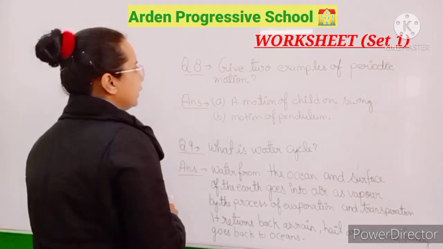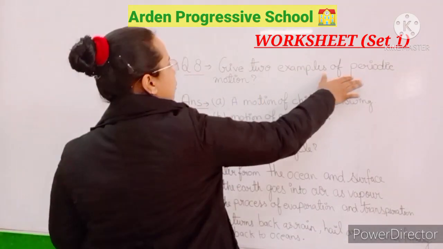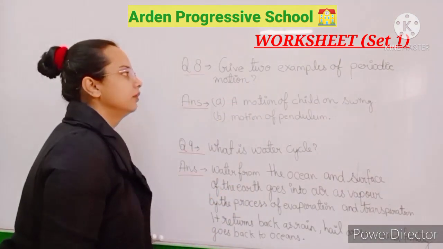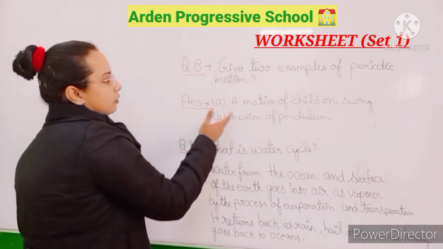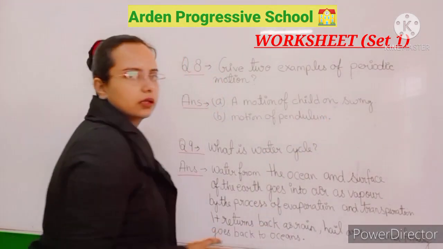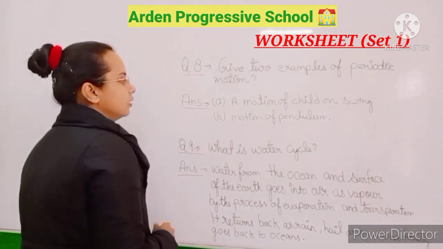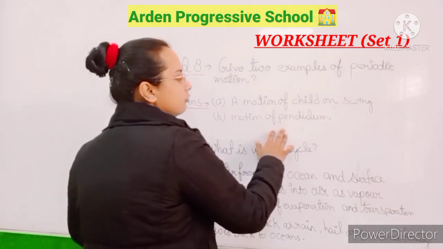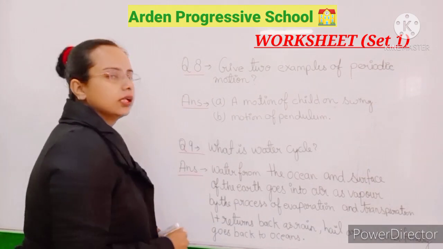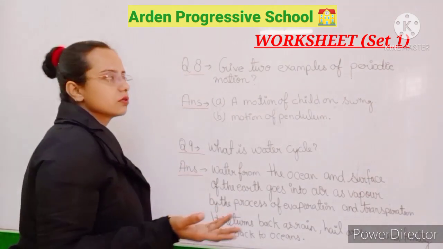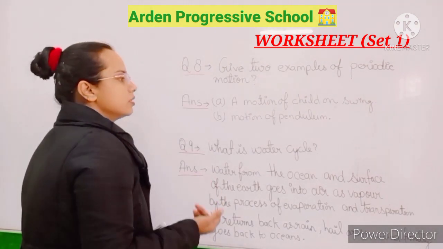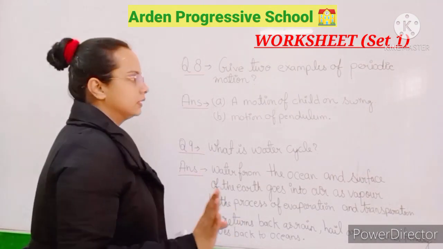Question number 8 is: give two examples of periodic motion. So you know what periodic motion is and you have to give any two examples. Here, one example that I have taken is the motion of a child on a swing. The next example is the motion of a pendulum. Both of these are examples of periodic motion, and there are some more examples also, like the clock. So you can write any two examples.